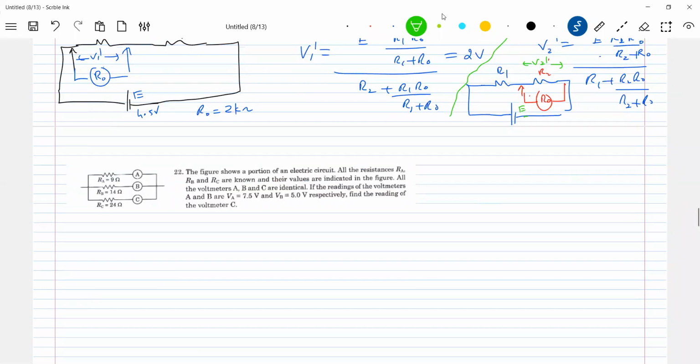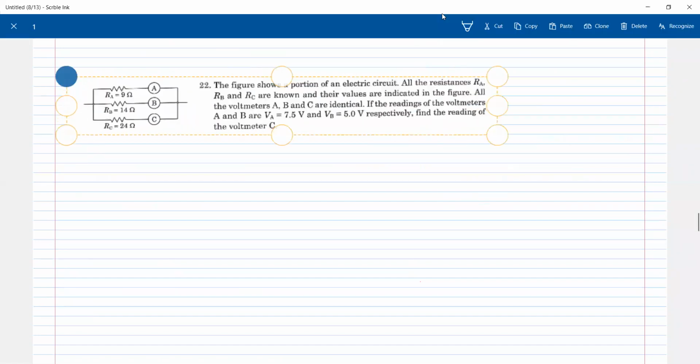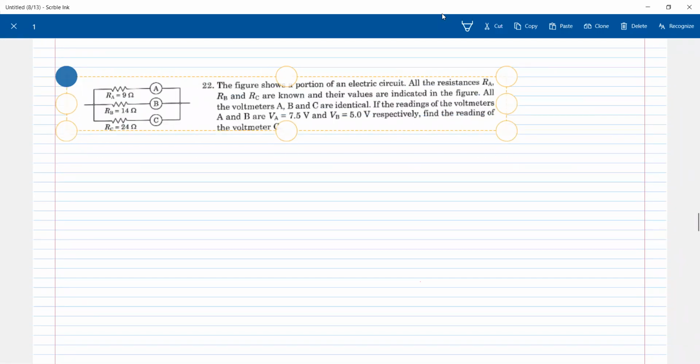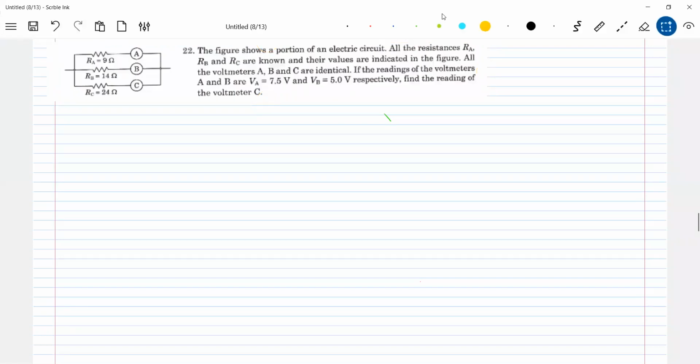Okay, let's come to the next one. The diagram shows a portion of an electric circuit. All the resistances RA, RB, RC are known. I think the values of RA, RB, RC are given and their values are indicated in the diagram. All the voltmeters A, B, C are identical. If the readings of the voltmeters A and B are 7.5 and 5 volt, find the reading of voltmeter C.